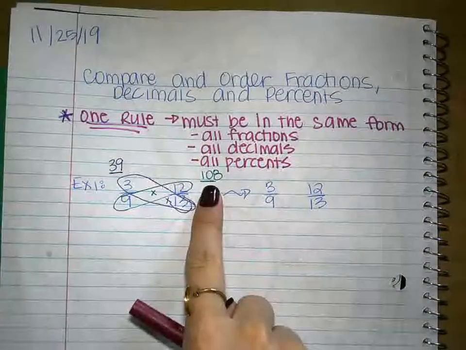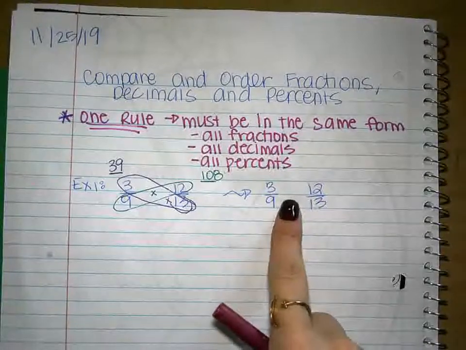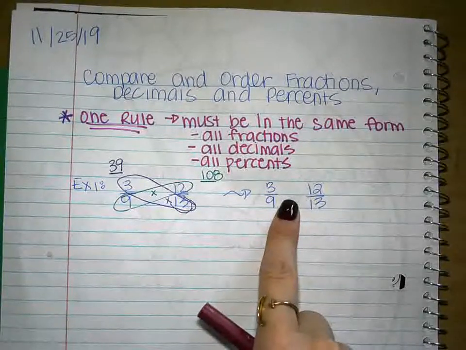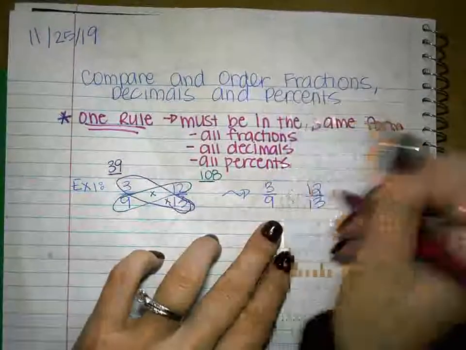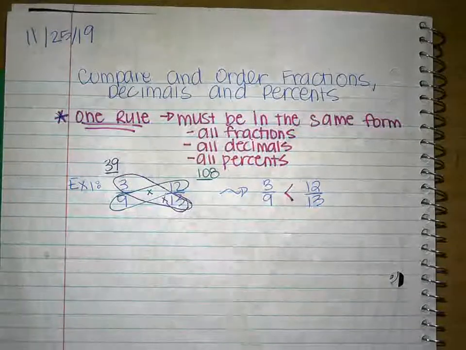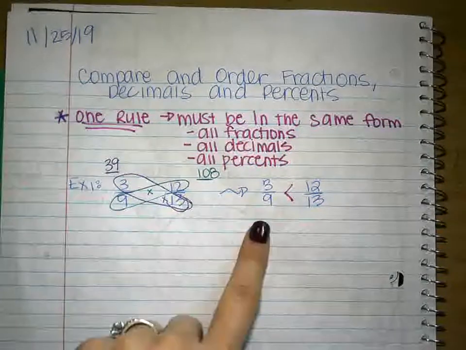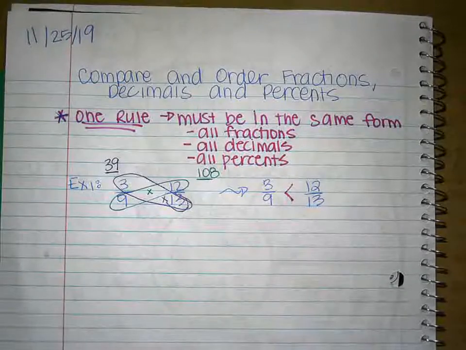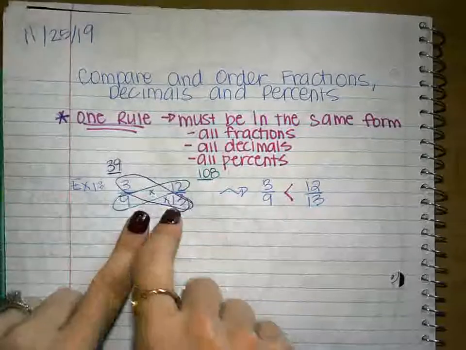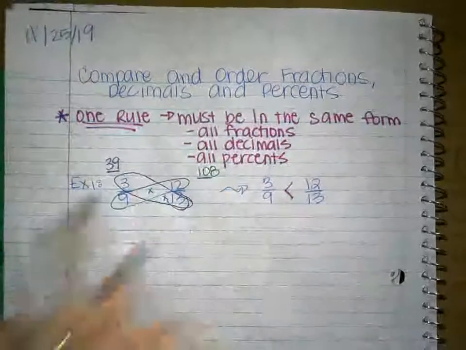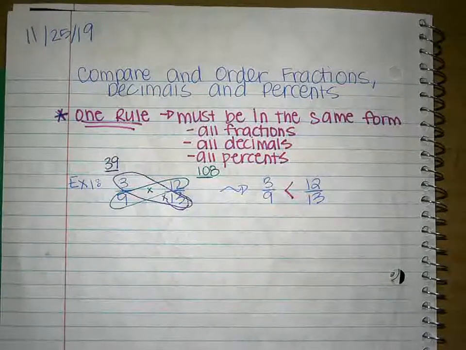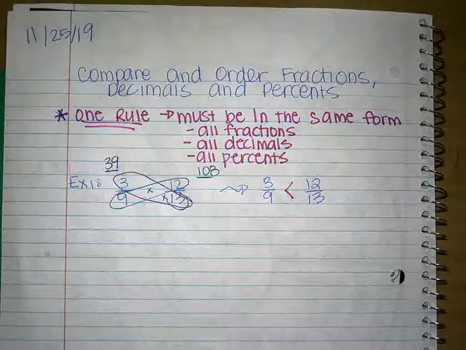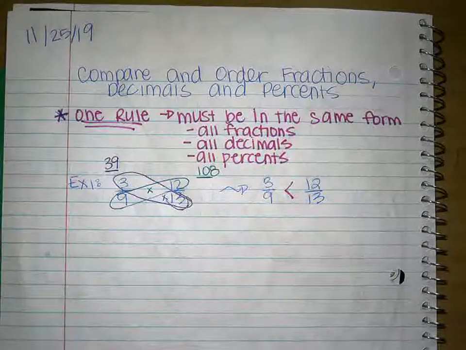If 108 is bigger, am I going to put a greater than sign, a less than sign, or an equal to sign? I'm going to put a less than sign in between them, because 3/9 is less than 12/13. So if you have two fractions, that's one way you can do it. Do your cross products, and you can figure out which one's bigger. Questions on that at all?